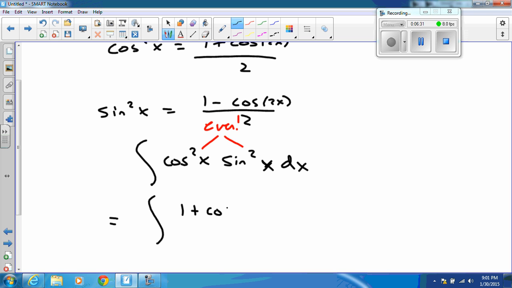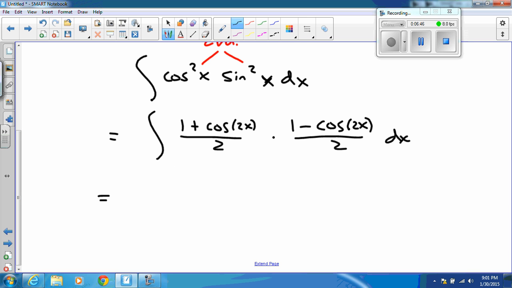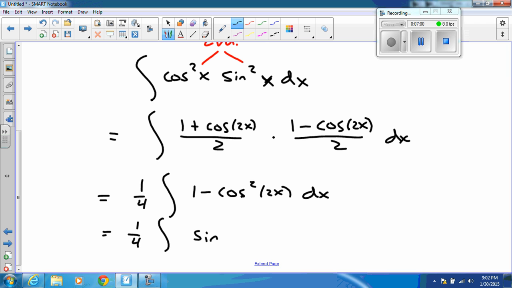Instead, I'm going to resort to the double angle identity. I'm going to replace cosine squared x with what it is, and sine squared x with what it is, and now I have a factor of 1/4 that can come to the outside, and when I multiply here, I get 1 minus cosine squared of 2x, like so, and 1 minus cosine squared 2x is the same as sine squared 2x.